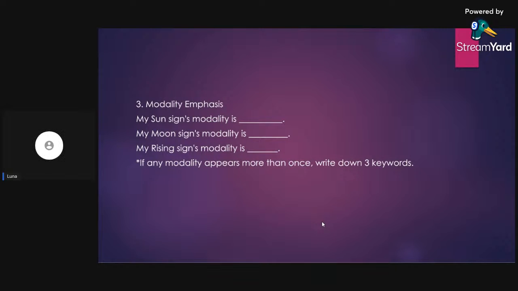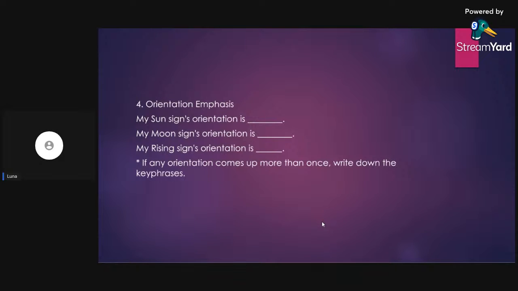Then we have modality emphasis. My sun sign's modality is fixed. My moon sign's modality is cardinal. My rising sign's modality is mutable. If any modality appears more than once, write down 3 keywords. Mine doesn't have any, so mine will be blank. Number 4, the orientation emphasis. My sun sign's orientation is personal, and my moon sign's orientation is personal. My rising sign's orientation is transpersonal. If any orientation comes up more than once, write down its key phrases. So personal comes up twice in mine, so therefore mine is focused on personal wants and needs.